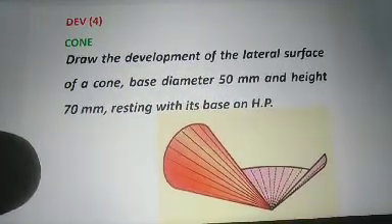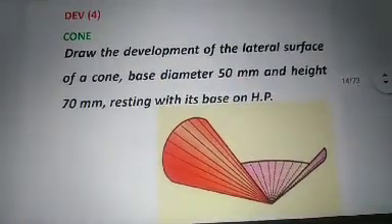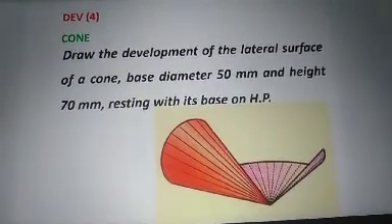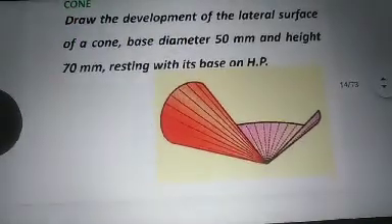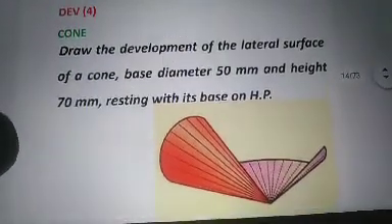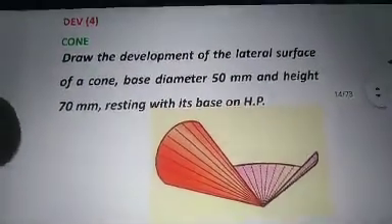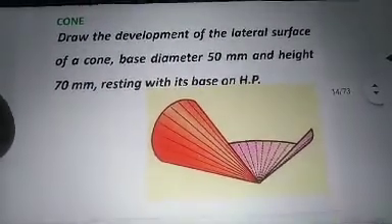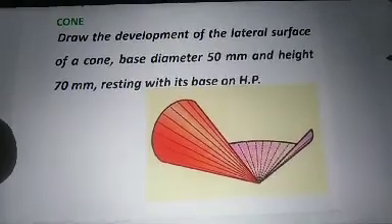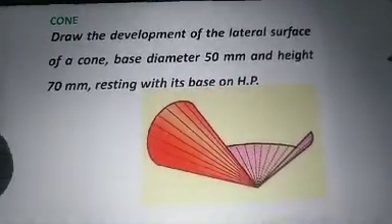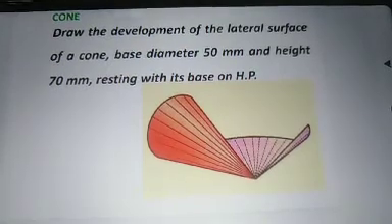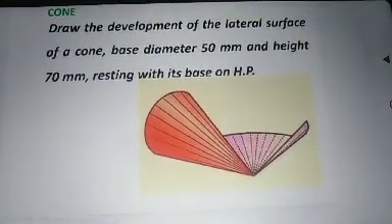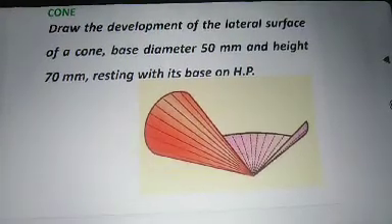We will discuss, after some important points, the development of a right circular cone. Now, how the cone is developed, we will discuss in this section as a simple development of a cone, and later we will discuss the actual problem of developing the right circular cone. Now, the development of the lateral surface of a cone of base diameter 50 mm and height 70 mm resting on its base on HP.